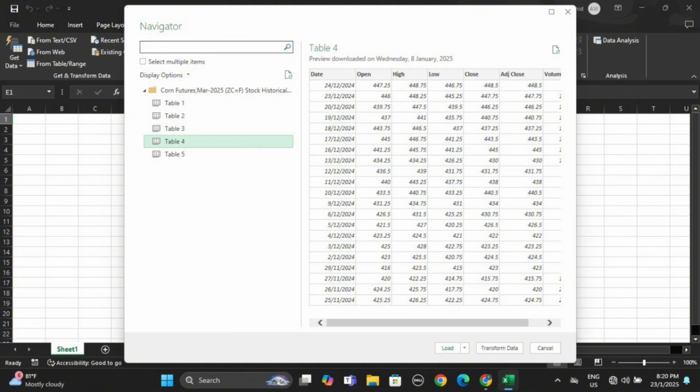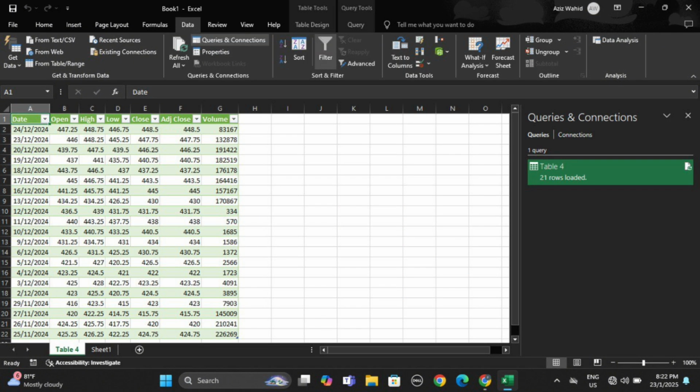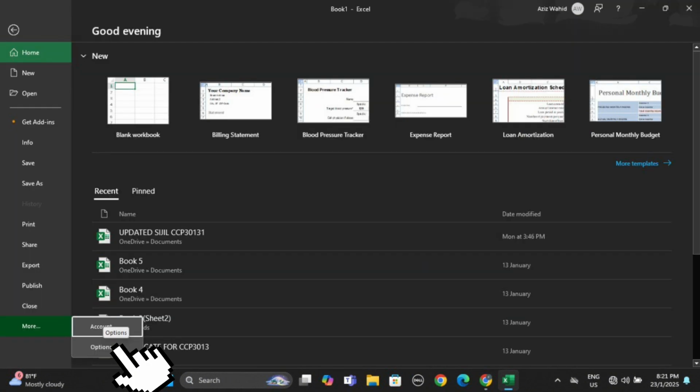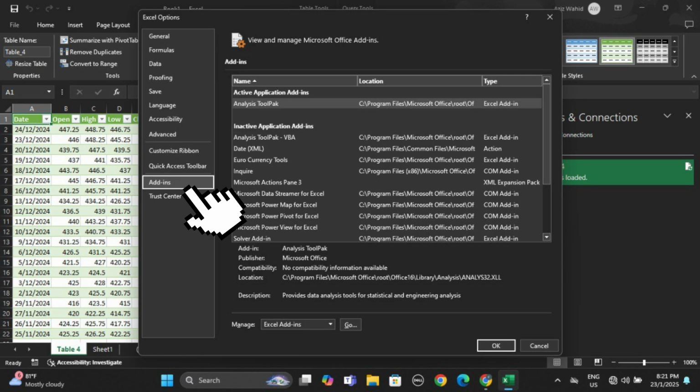On the navigator, you will see 5 different tables. So for my case, I will take table 4 because table 4 contains my data. Yep, the given data there. So this is the data after we press load. Next, go to File, choose Options, and take a look at the Add-ins, and make sure that the Manage box below is set to Excel Add-ins. If it's already Excel Add-ins, you need to press OK. So you are able to do your multiple regression analysis.